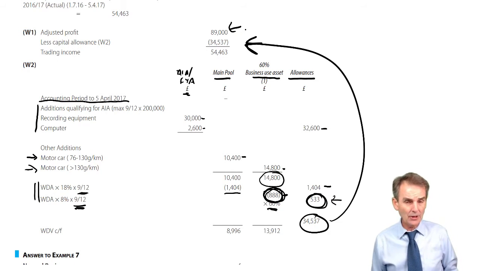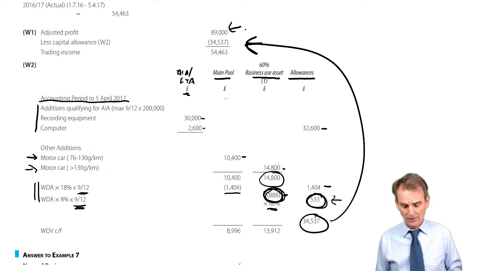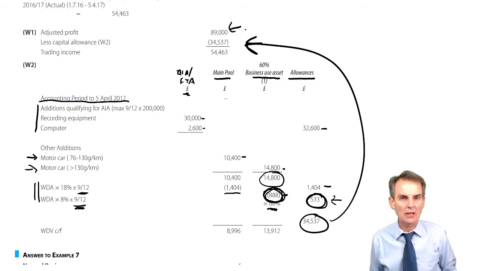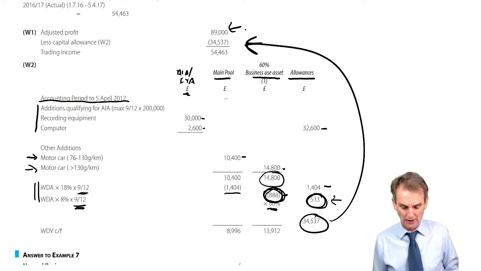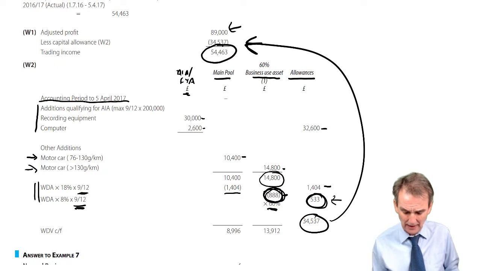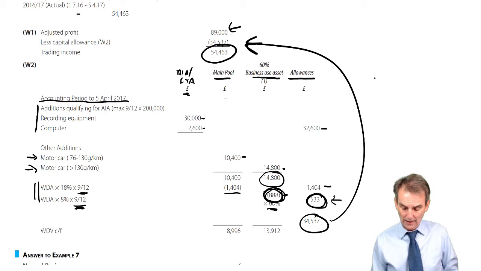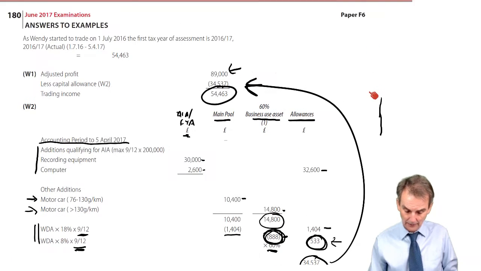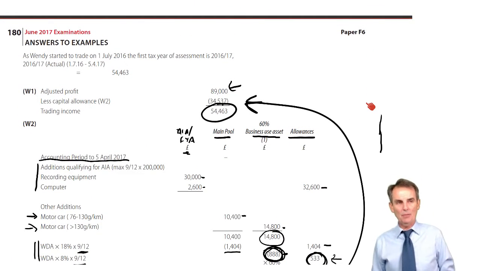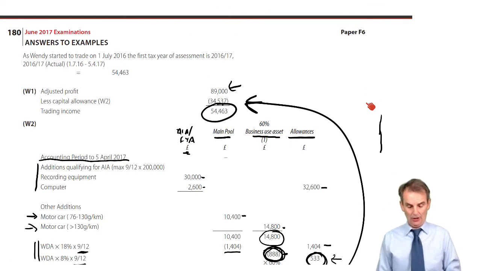We've done the capital allowances as per Chapter 5, and with that extra bit of information given to us now within Chapter 6, it gives us a trading income assessment of 54,463. What we've therefore now got to do is to establish what the actual assessment will be for the tax year.